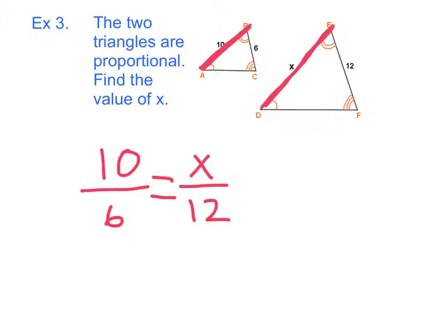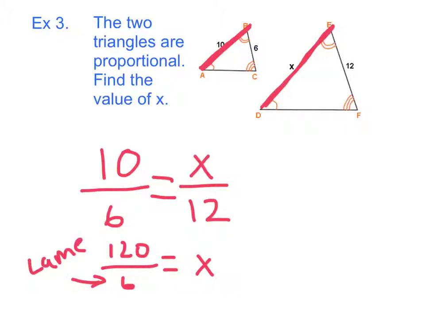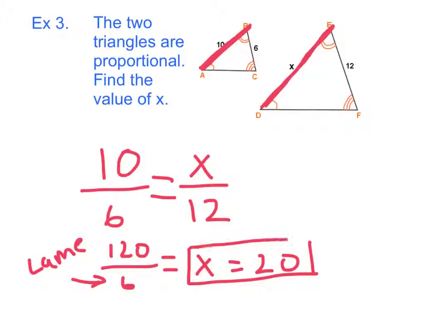From there, I cross multiply. 10 times 12 is 120. So I have 120 divided by 6 equals x. That's a really lame looking 6 right there. Sorry. 120 divided by 6 is 20. So x equals 20.